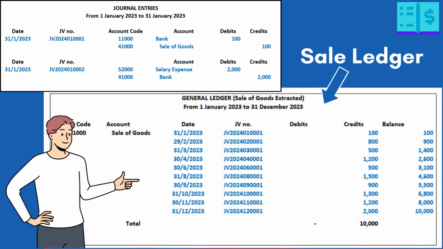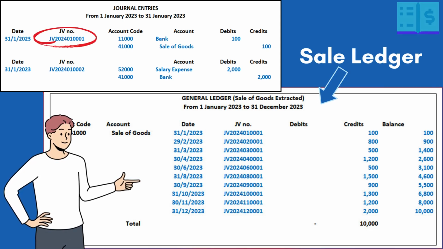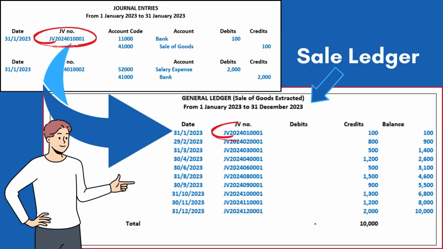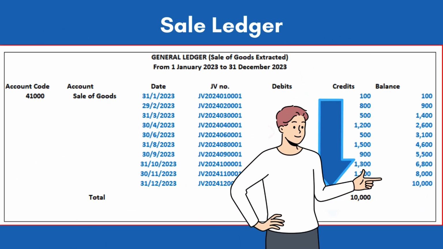The first sales entry for the year, JV2024010001, is posted here. Subsequent sales transactions are accumulated in this account throughout the year. For 2023, there are 10 sales transactions totaling $10,000.